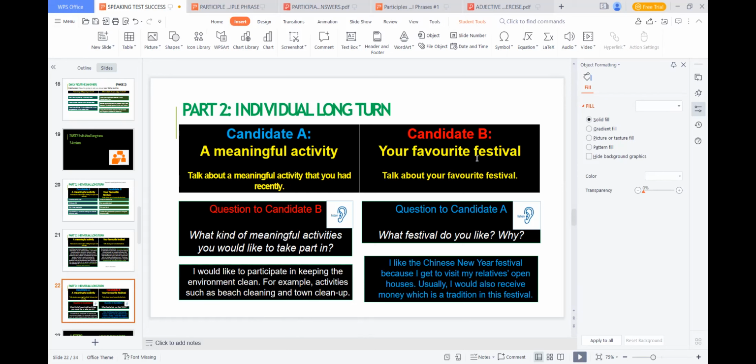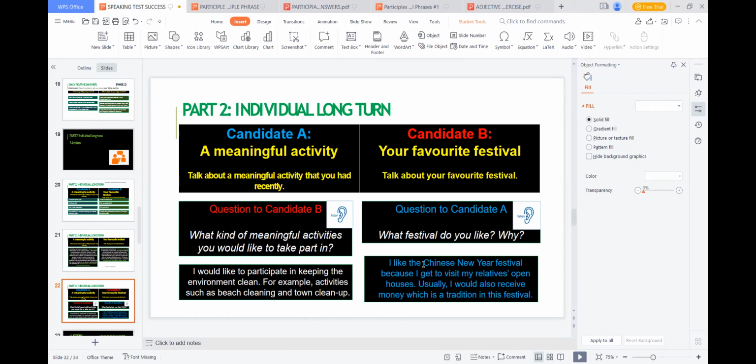Okay, now let's go to the favorite festival. Question to candidate A. What festival do you like and why? Can you read this one? I like the Chinese New Year festival because I get to visit my relatives, open houses. Usually, I would also receive money, which is a tradition in this festival. Tradition. Okay. Do you understand the meaning? Which word don't you understand, or do you understand all? You can understand all, right?